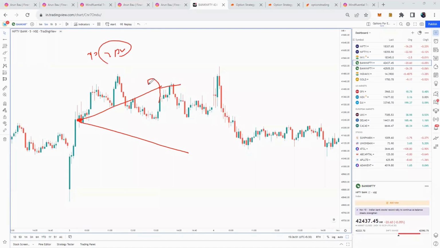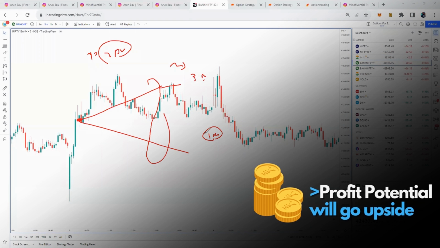After 2 p.m., if the market is coming back into this range, even for 1 minute, you will be getting a good and decent profit, which means like 1:1 or 1:2, or sometimes 1:3 is also expected. As and when it is coming closer towards 3 p.m., your profit potential will go upside.